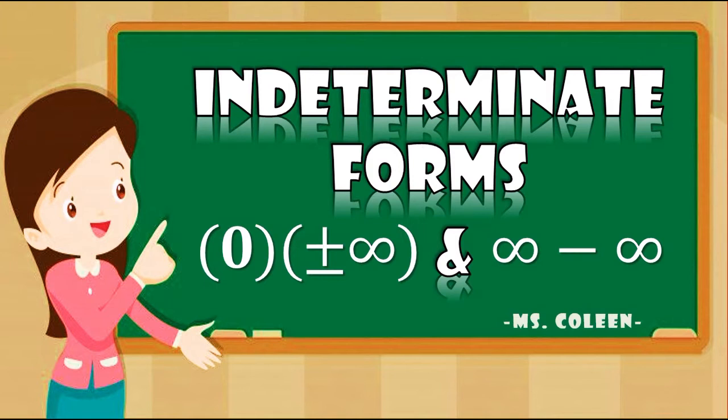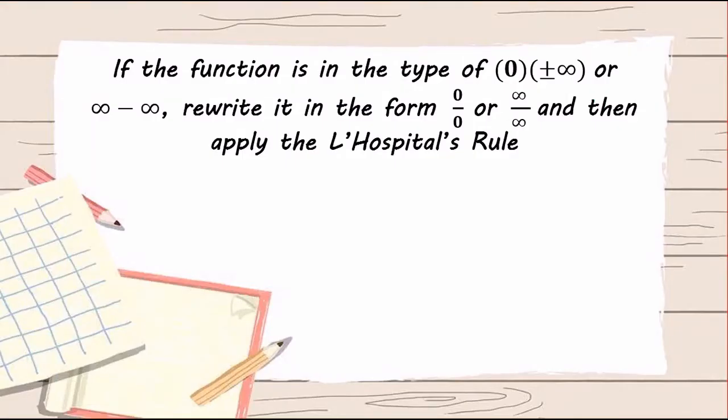In the last video, I discussed the indeterminate forms 0 over 0 and infinity over infinity. In this video, I'm going to discuss the other types of indeterminate forms, 0 times plus or minus infinity and infinity minus infinity. If the function is of the type 0 times plus or minus infinity or infinity minus infinity, you write it in the form 0 over 0 or infinity over infinity and then apply L'Hospital's rule.